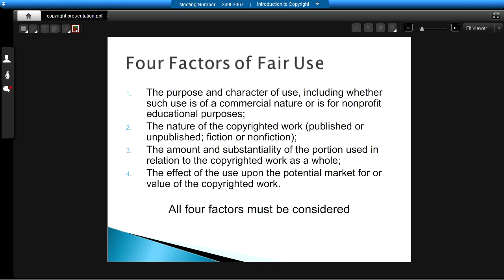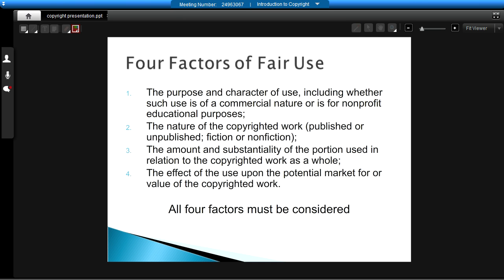The first is the purpose and character of use, including whether such use is of a commercial nature or is for nonprofit educational purposes. I know someone earlier on works, for example, for a for-profit K-12 institution, not a college or university, but a school. Unfortunately, that is a factor in fair use. They can probably still claim fair use, but their analysis is going to be different than somebody who's working at a nonprofit institution. It doesn't automatically mean that if your use is for a commercial purpose, you cannot claim fair use. But the other 3 factors better weigh really heavily in your favor in order for you to make a solid argument that your use is a fair use.